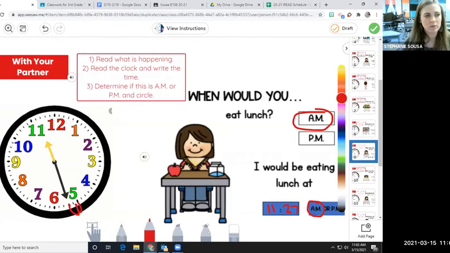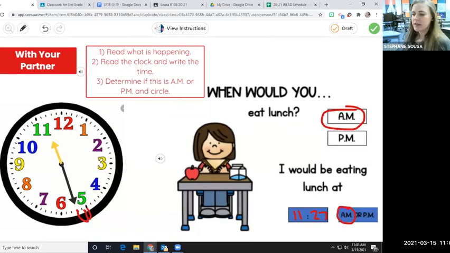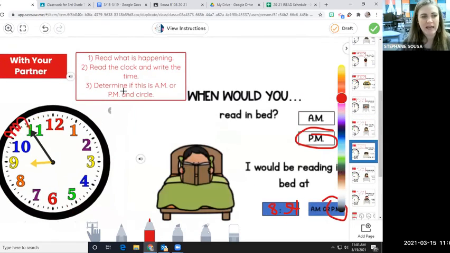Next one, taking a look at slide 9. This states, when would you eat lunch? You would eat lunch at school actually in the AM before noon. The hour is past the 11. It is not yet to the 12, so it is 11:25, 26, 27, 11:27 a.m. Hopefully you know you're not eating lunch at 11:27 p.m. That would be a midnight snack. All righty.